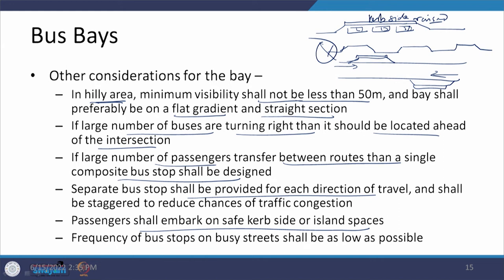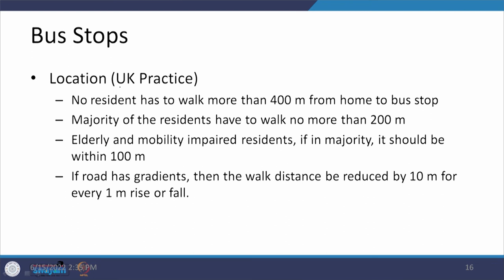Frequency of bus stops on busy streets shall be as low as possible. This is another point. Now, if you look at the UK practice in this area with respect to the frequency of the bus bays being provided, it says that no resident has to walk more than 400 meters from home to bus stop. So, this becomes one of the criteria. The maximum distance is 400 meters. Similarly, on the other side also there is 400 meters. So, we can say roughly around 800 meters is going to be the distance between the two bus stops.